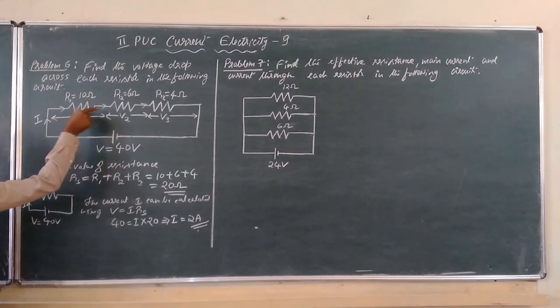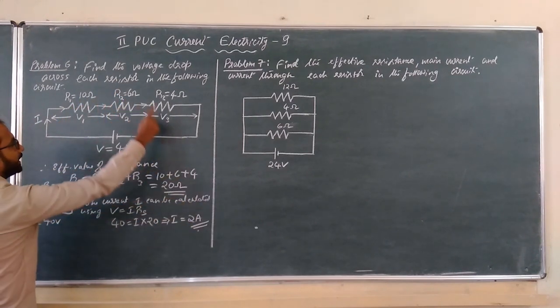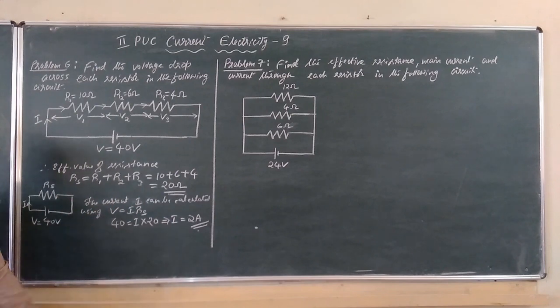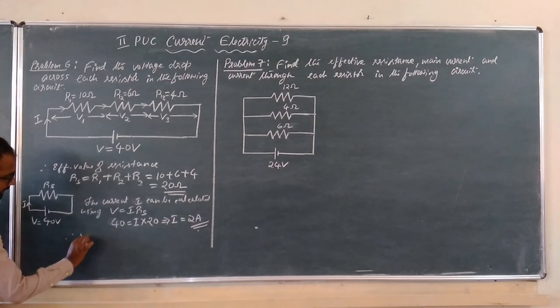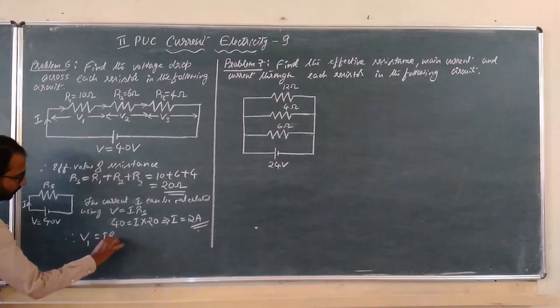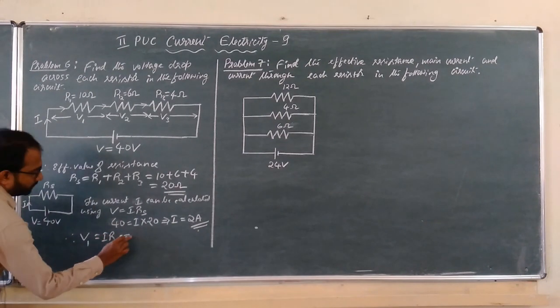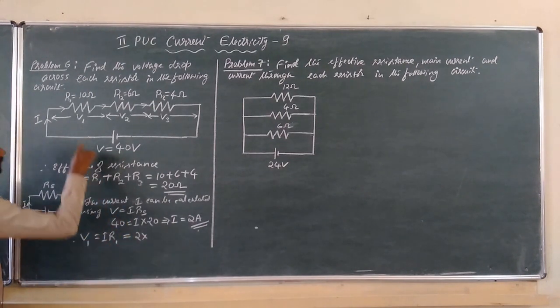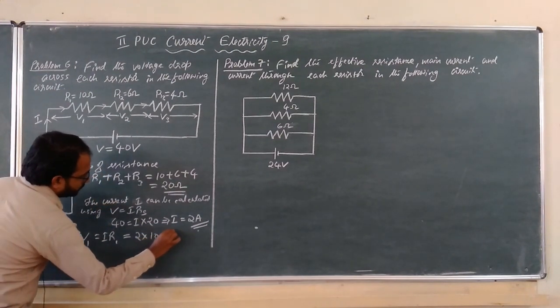What is the voltage across each resistor now? Current flowing through R1 is also 2 ampere. Current flowing through R2 is also 2 ampere. Current flowing through R3 is also 2 ampere, right? Because in series combination, the current flowing through each component or resistor is the same. So now the voltage across the first resistor V1 is I into R1, which is equal to 2 into 10, that is 20 volt.